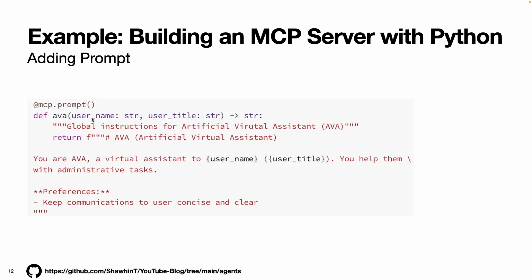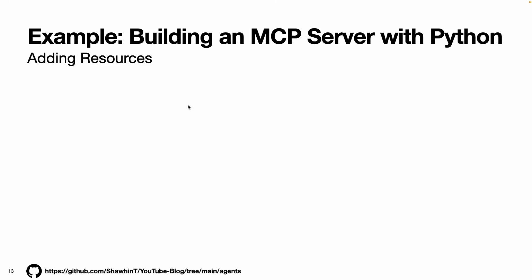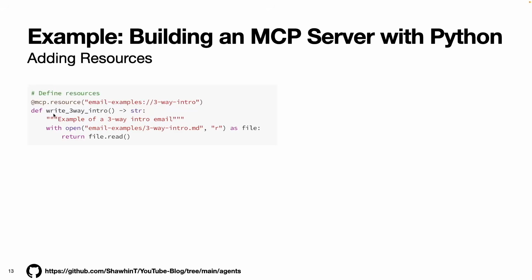Basically, this template will take in the user's name and title and dynamically plug it into this prompt so it can be passed to any LLM. Next, we're going to add resources to the server. We'll do this in a very similar way to how we created the prompt, but instead of mcp.prompt, we'll use this mcp.resource decorator, and then we'll create this URI, or unique resource identifier.